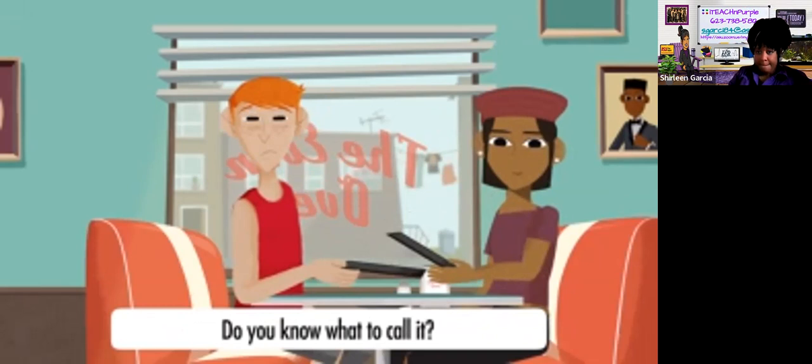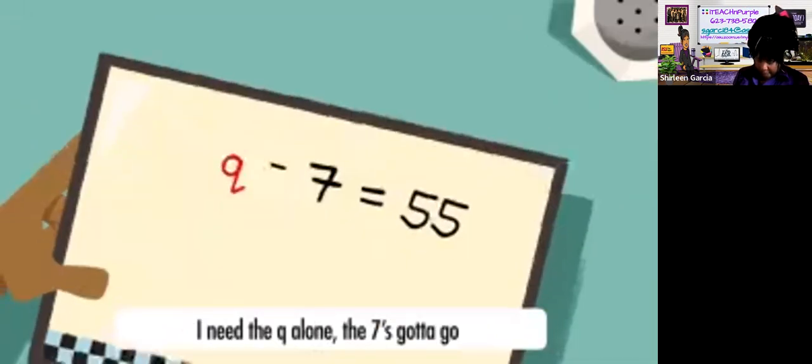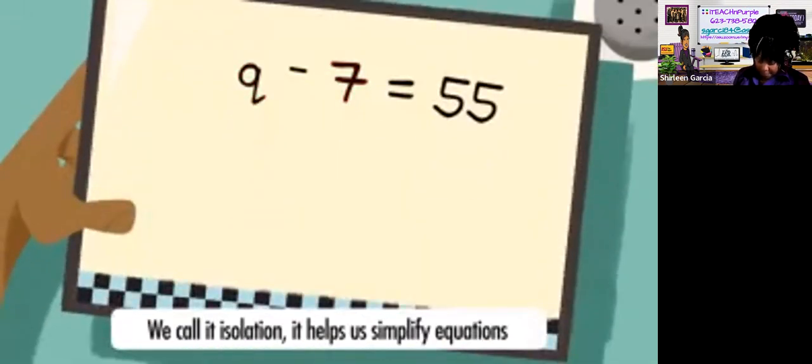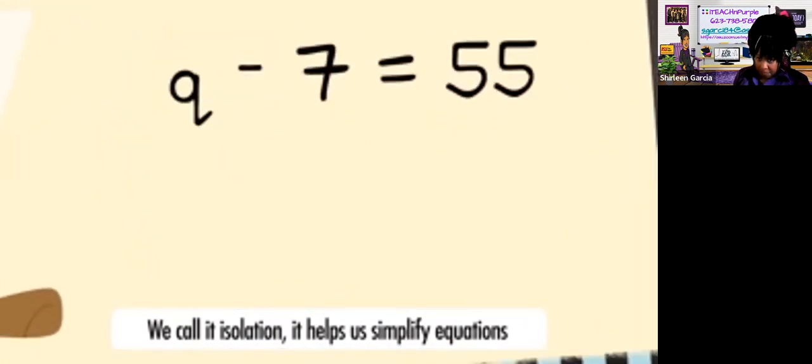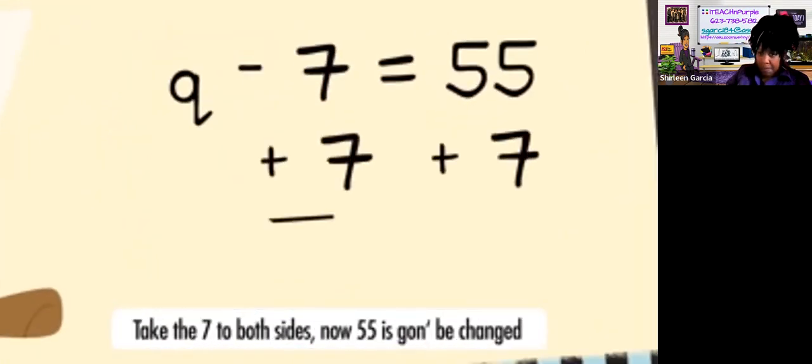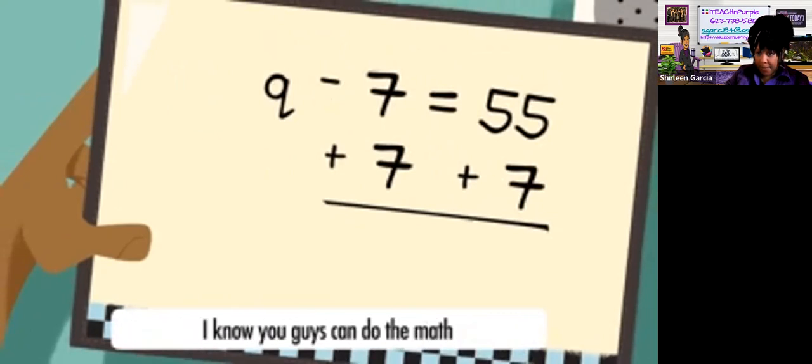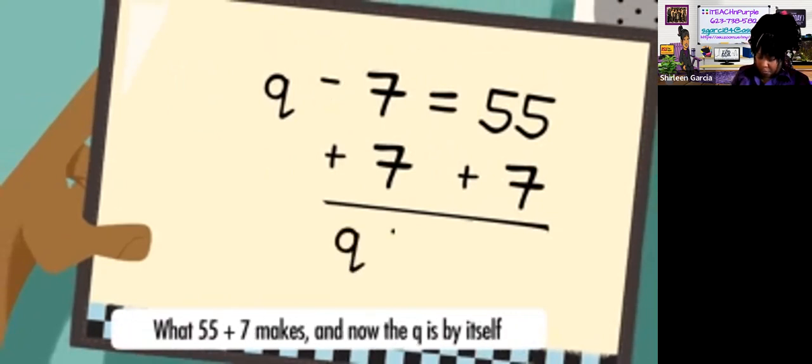Do you know what to call it? I'm thinking of a word. I need the Q alone. The 7's gotta go. We call it isolation. It helps us simplify equations. Add the 7 to both sides. Now 55 is gonna be changed. I know you guys can do the math: what 55 plus 7 makes. And now the Q is by itself.